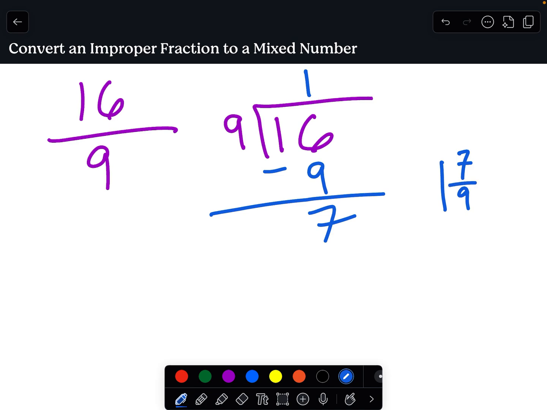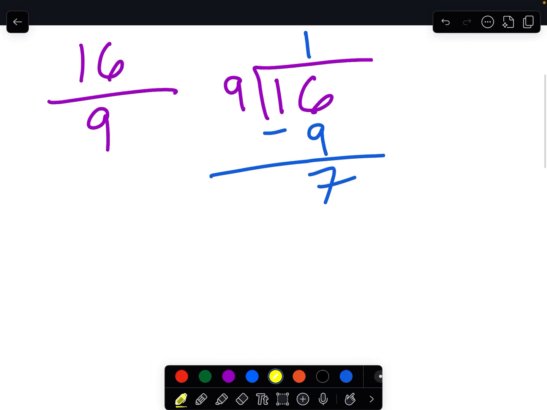And again, if we want to check it, we can convert it back to an improper fraction. 9 times 1 is 9. And then 9 plus 7 is 16, which is going to give us 16/9. That's really not too bad. Again, we can use the box method really quick to do that.